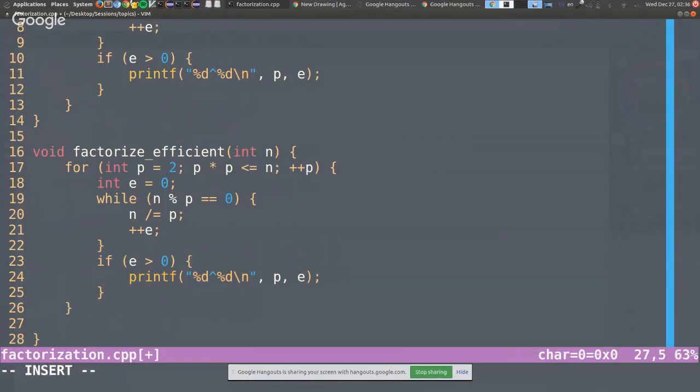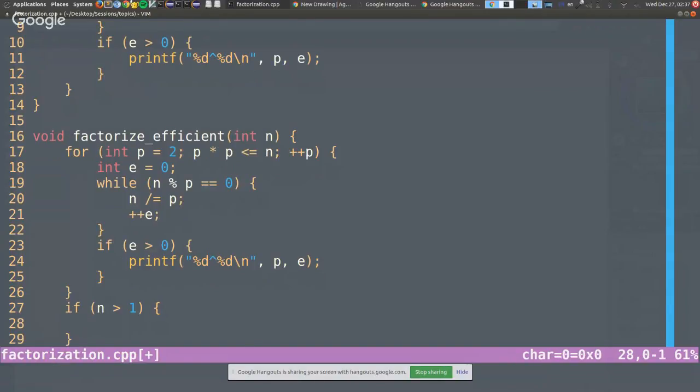But it might happen in that case that the remaining n still has some divisor, which is basically the one that is greater than the square root. So in that case, we need to check if there are still remaining divisors.